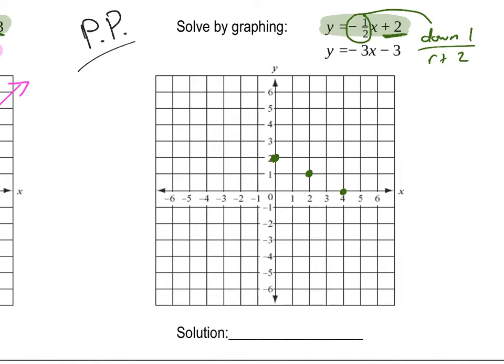Now, if I want to add more points to the left, I could do the opposite for both. Instead of down, I go up. Instead of right, I go left. Up 1, left 2 is exactly the same thing. All right, I got plenty of points to make my line. See if I can do that on the fly.